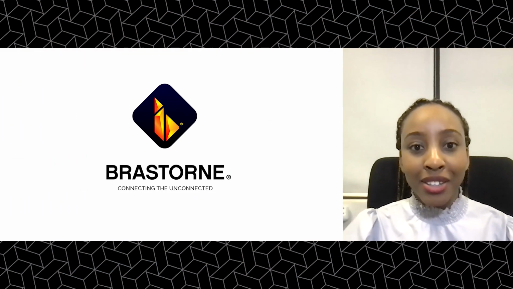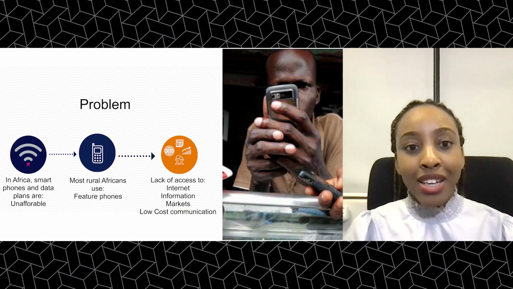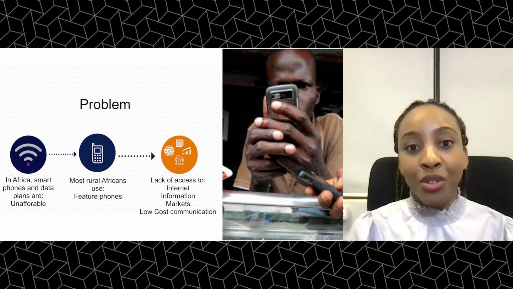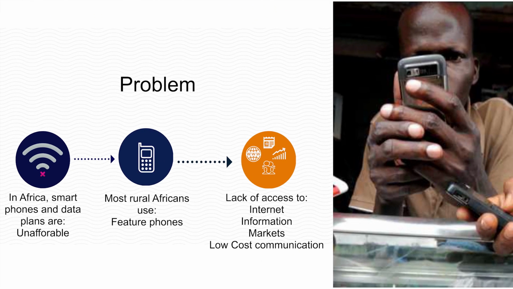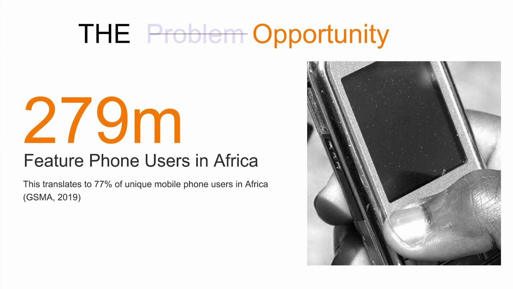Hi, I'm Naledi, and I'm the co-founder of Brasstown. And what we do is simple. We connect the unconnected. The internet is used primarily for three things across the world: access to information, markets, or to socialize. In Africa, the vast majority of the population have their first interaction with the internet on a mobile phone. But what you find throughout Africa is that 77% of mobile phone users use feature phones, meaning they can't access the advantages that come with the opportunities that come with being connected to the internet.